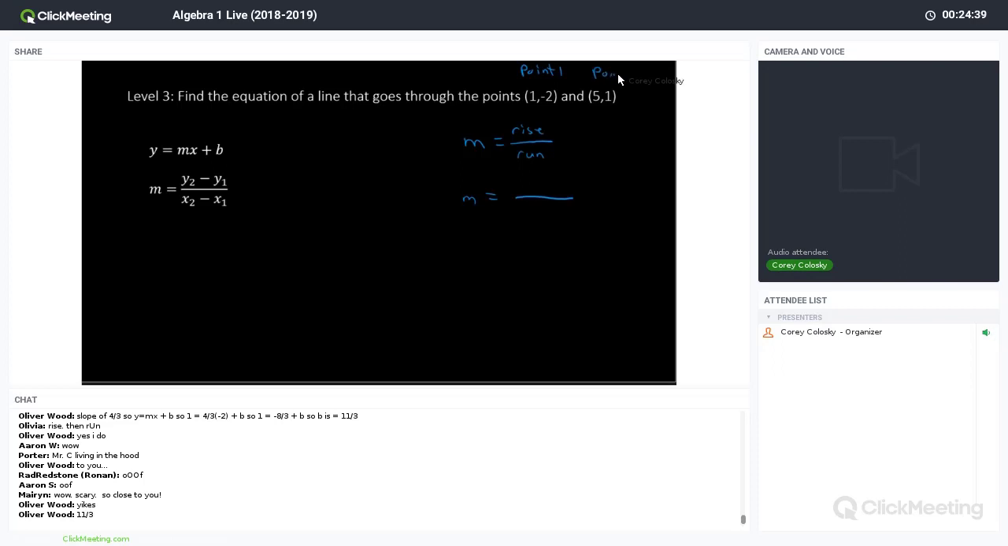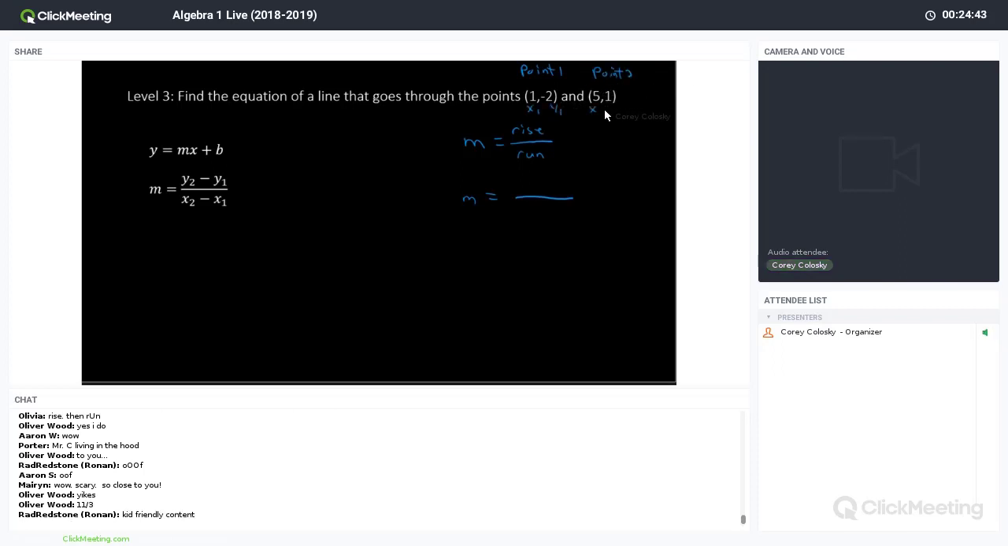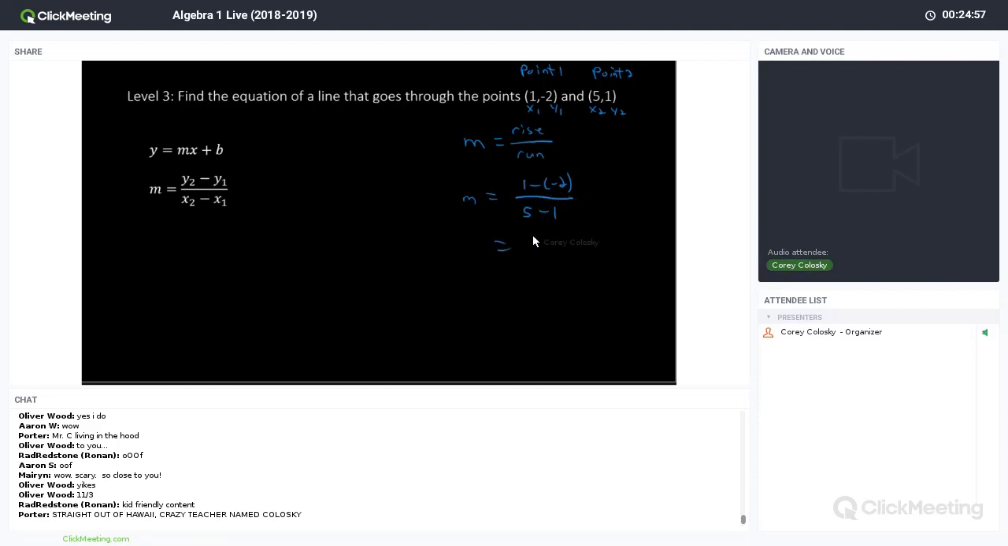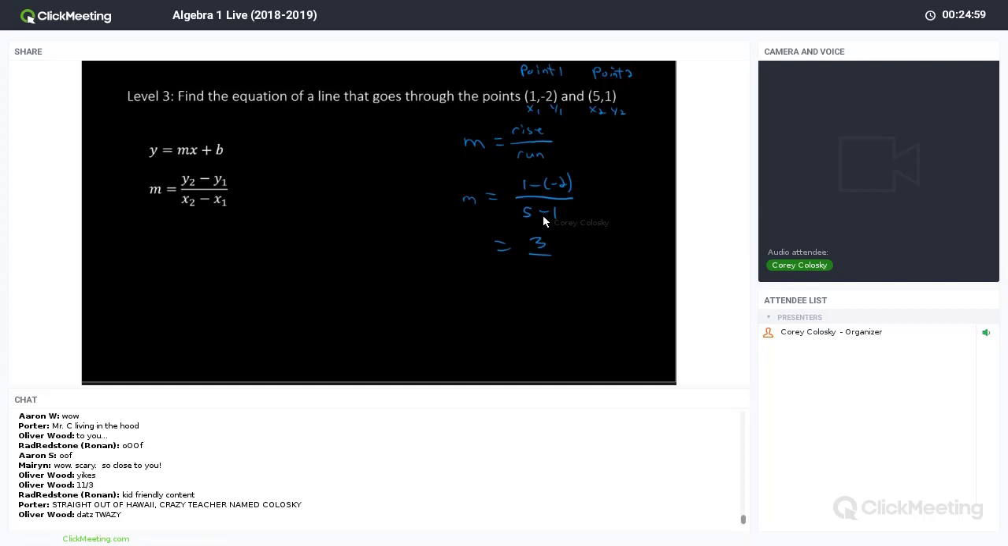This is like (1, -2), so this would be x1 and y1. This would be x2 and y2. All right, so y2 minus y1 would be 1 minus -2, and then x2 minus x1, we have 5 minus 1. So you have 1 minus -2, so positive 3, and 5 minus 1 is 4. So the slope is 3/4.